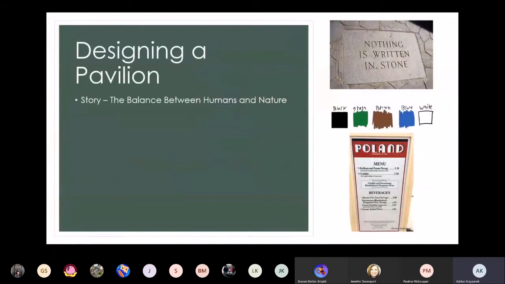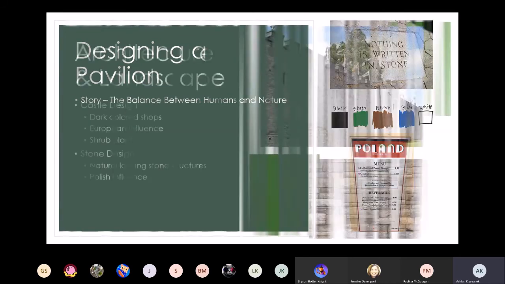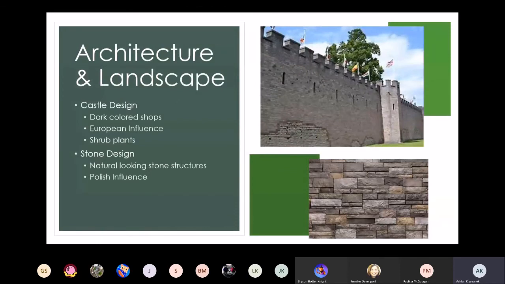So, designing a pavilion. You need a story, and the story for me was the balance between humans and nature, such as my color palette on the right, which is generally colors that you'd see in nature, such as green, brown, black, blue, and white, and how my text on navigating the area will be written in stone. So I went for a castle design with a major European influence and a major stone design with natural looking stone structures and a lot of Polish influence as well.